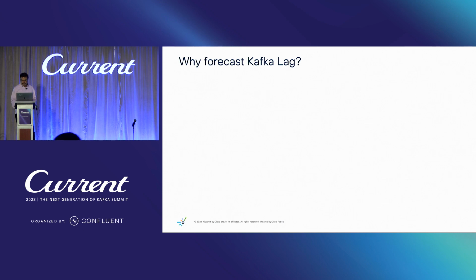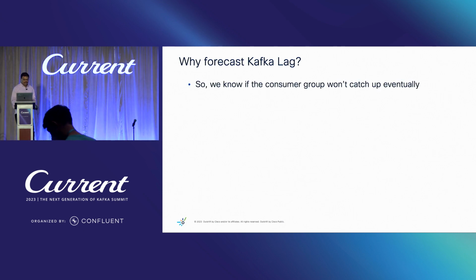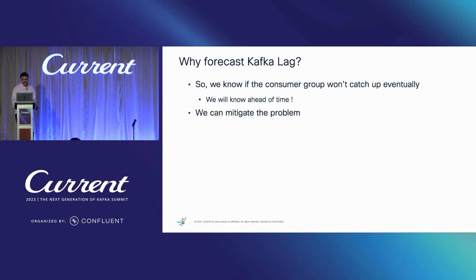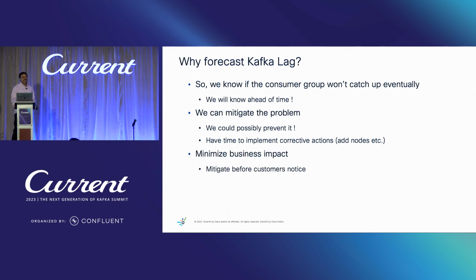So how do we forecast Kafka lag? We forecast lag so we know if the consumer group won't catch up eventually. We know this ahead of time, and we can take action. We can mitigate and possibly prevent the problem. We want to know the problem is happening upfront, so that we can take action before it becomes too serious, and you have time to implement any corrective actions. It can also minimize your business impact. You could possibly mitigate the problem before your customers start noticing it, and avoid loss of revenue and trust.